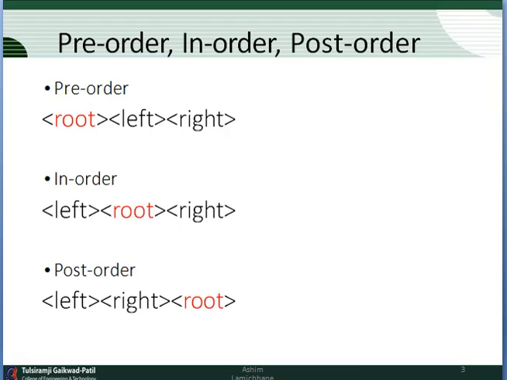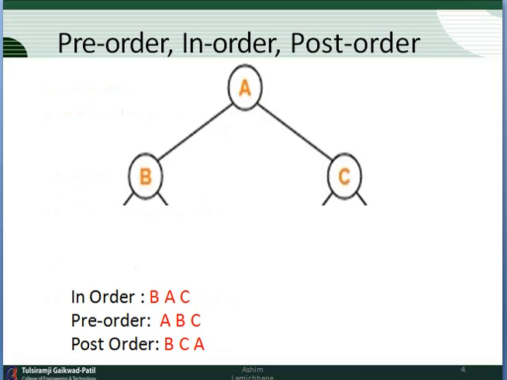There are three different ways, as I already mentioned: pre-order, in-order, and post-order, where pre, in, and post define the position of the root node. In pre-order, the root is visited first. In in-order, the root is visited after the left subtree, and in post-order, the root is visited last. That is the reason for the names pre-order, in-order, and post-order respectively.